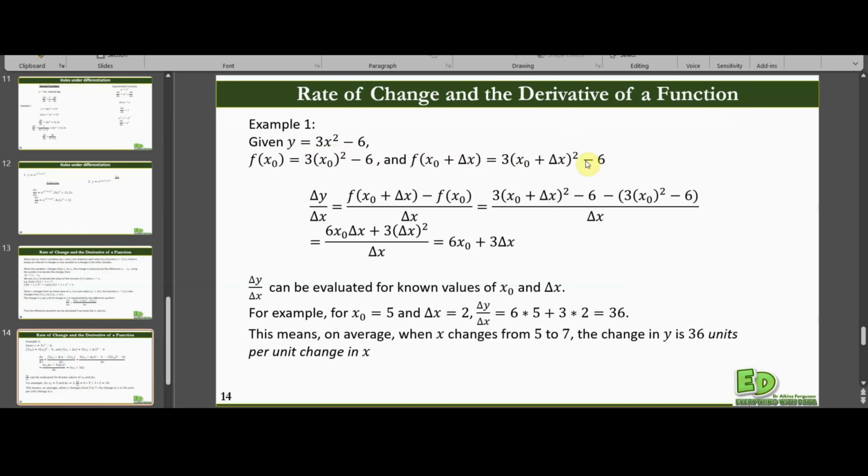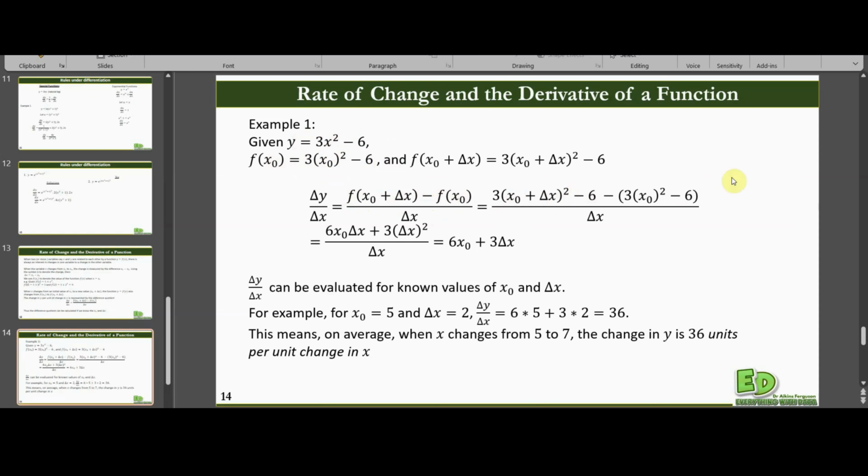So just substitute this into the formula, right? So we have the same formula here, 3 into brackets x0 plus change in x all squared minus 6. Remember, this is just representing f of x0 plus the change in x. And then minus f of x0 is the function given to you, which is what? 3x squared minus 6, or 3 into brackets x0 all squared minus 6, right?